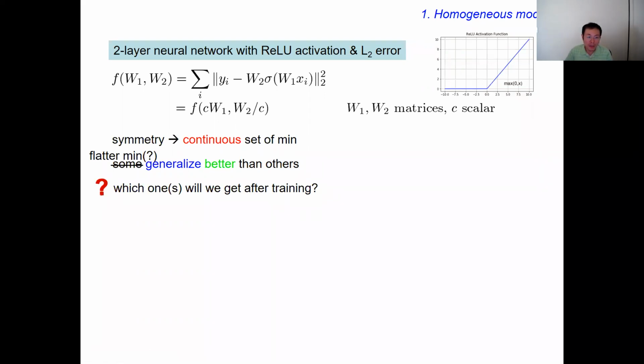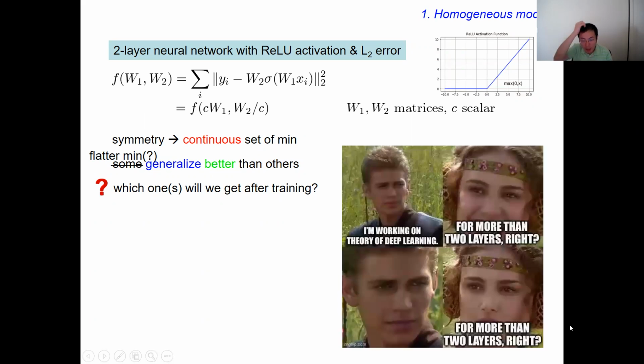I'll just see whether I can get flatter minimizers. So do we get those? Do we get flatter minimizers after training? It depends on what kind of optimization algorithms you use to optimize F, and it depends on what your learning rate is.